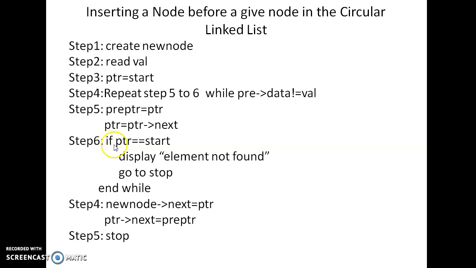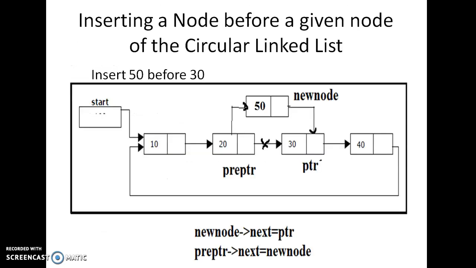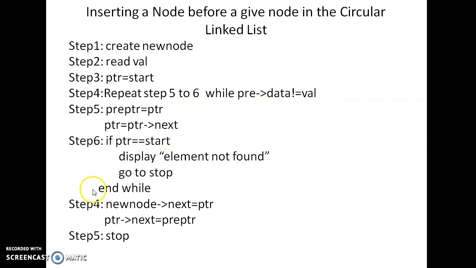If PTR equal to start, I am displaying element not found. Why I am displaying element not found is because whenever I want to insert a value, say 50 before 70, is the 70 value present here? No, 70 value is not present. So after reaching 40, once again I will go to the 10. Once I reach the 10, that means I have traversed all the nodes and 70 is not present. In such cases, I am displaying that element not found.